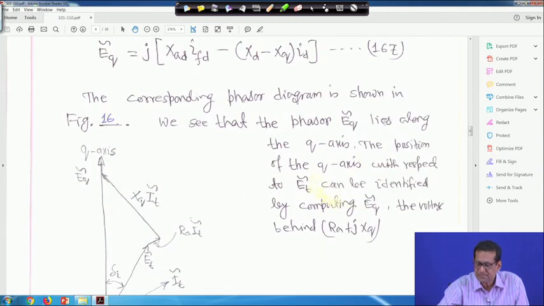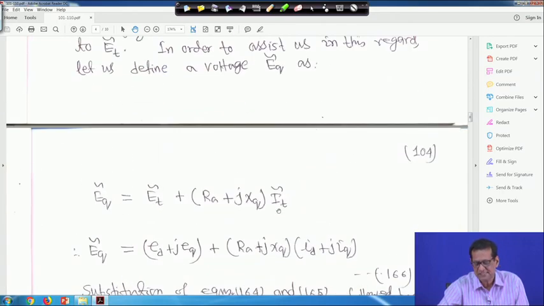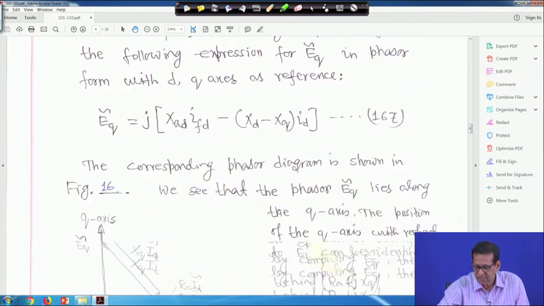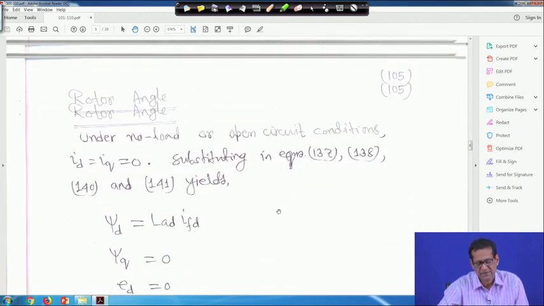So, we see that the phasor EQ tilde lies along the q axis. The position of the q axis with respect to ET tilde can be identified by computing EQ tilde, the voltage behind RA plus JXQ, right. So, that means this one, RA plus JXQ, right. Next is rotor angle.